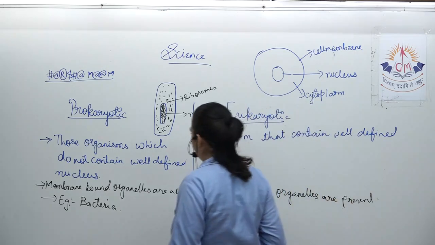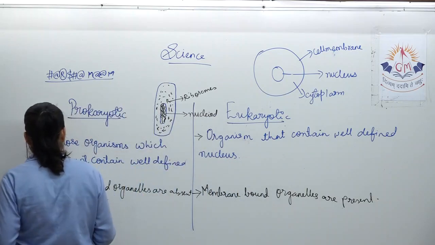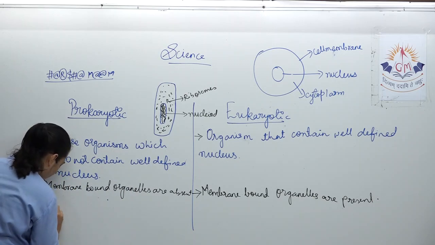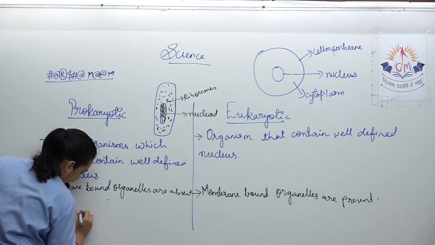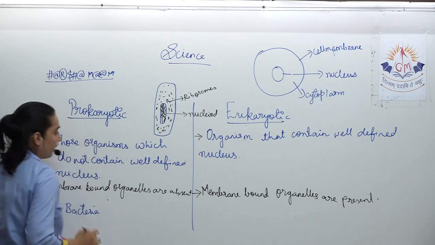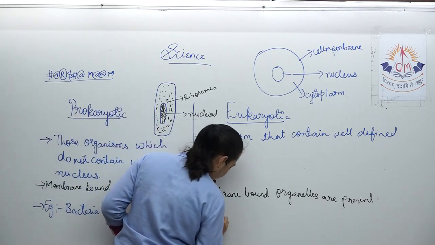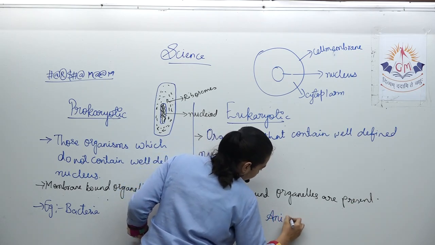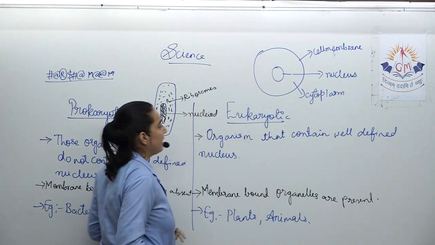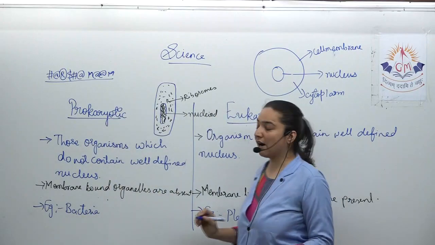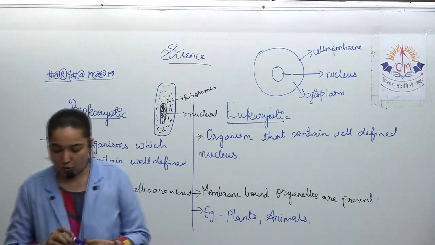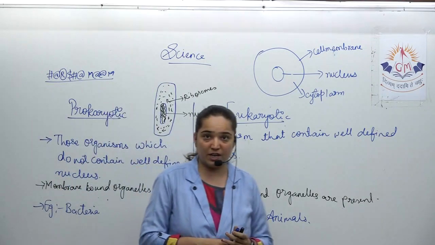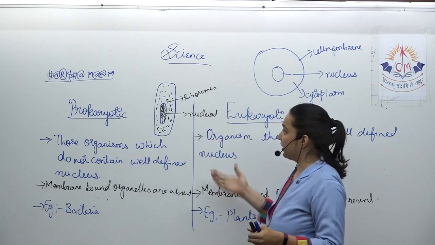And here the example is, like you can remember eukaryotic, anyone? Here you can write the name of any plant, any animal, all the kingdoms, plants, animals, everything except bacteria are eukaryotic. So this is about how these two things are getting differentiated.